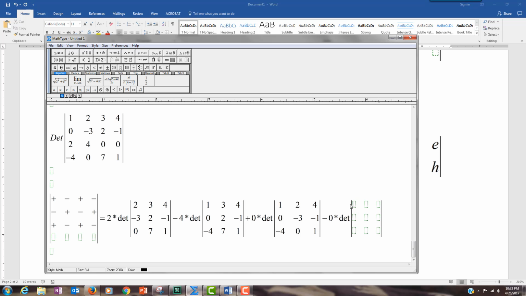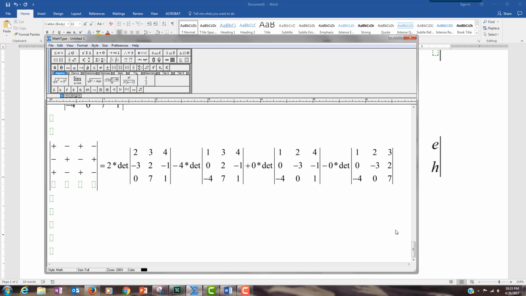Okay, and then this last 0, so this guy right here, I want that chunk of numbers there. So the 1, 2, 3, and then the numbers underneath it, so 0, -3, 2, and then -4, 0, 7. Okay, so now we got that done, we can then focus on these smaller determinants.